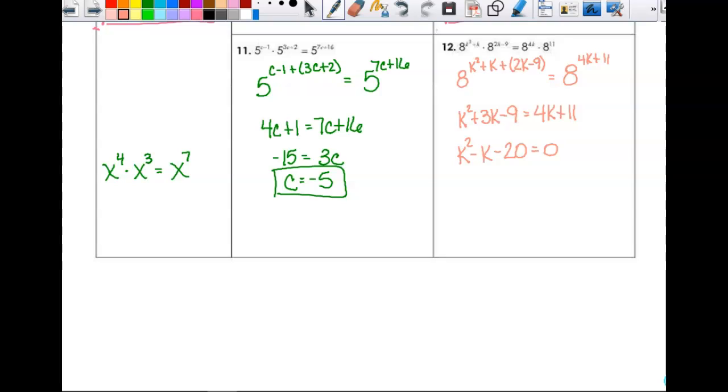The pre-cal part of this, or the whole exponent thing, is doing this and getting to here, and then the rest is algebra. It's not pre-cal. You can factor it. Did you factor it? Factor it. Quit looking up there. Factor it. Don't wait on me to write it. Two numbers that multiply to give you 20, that subtract to give you -1.